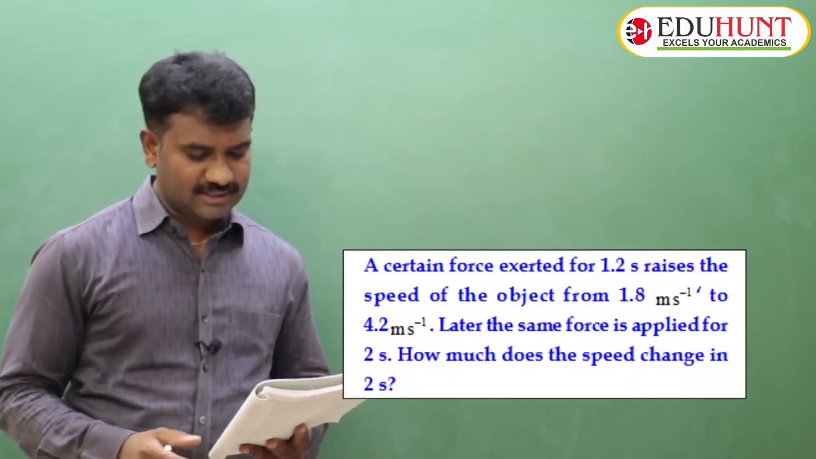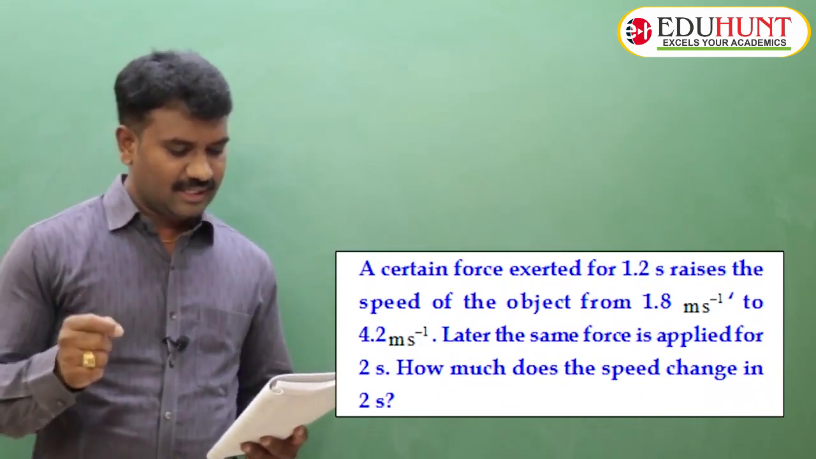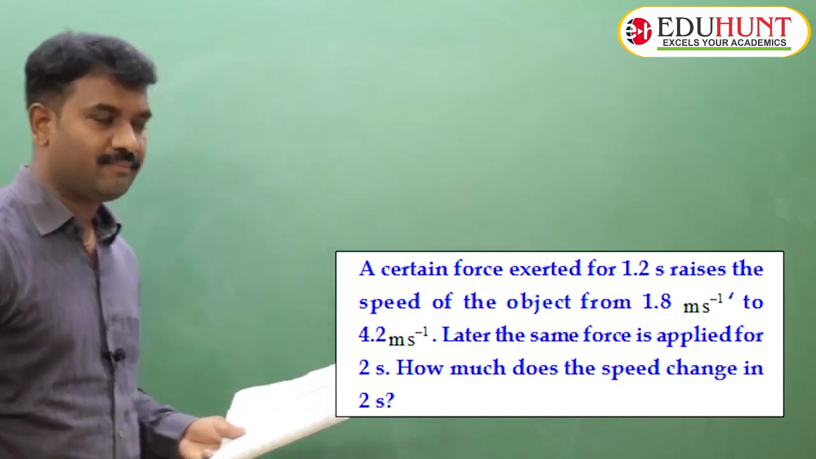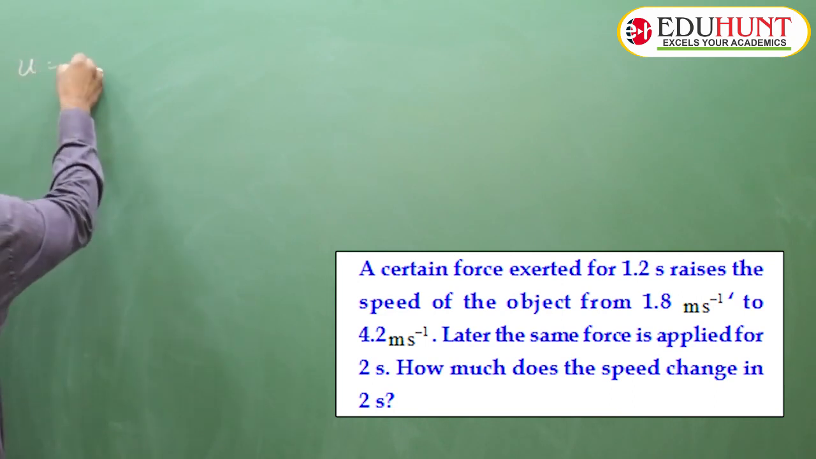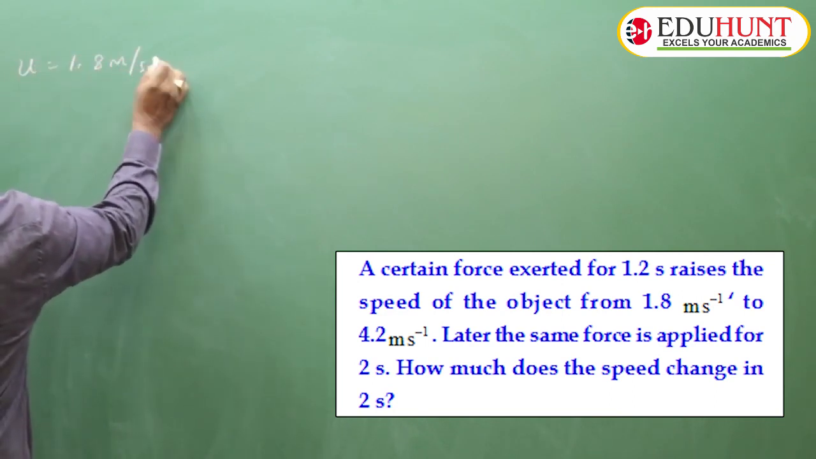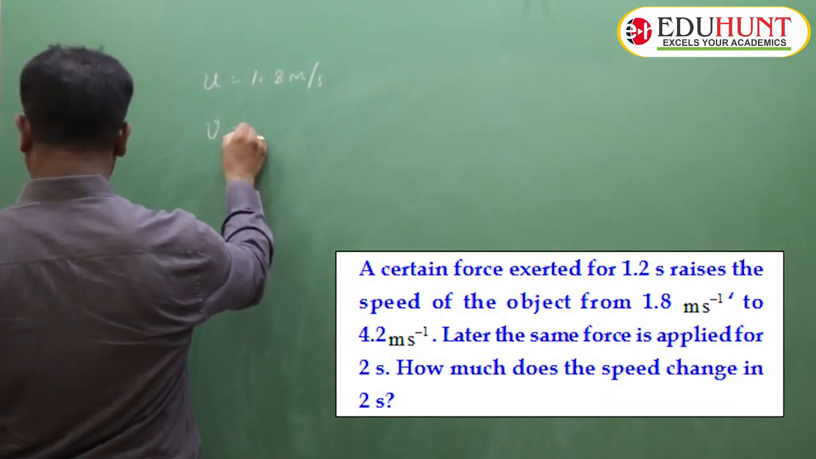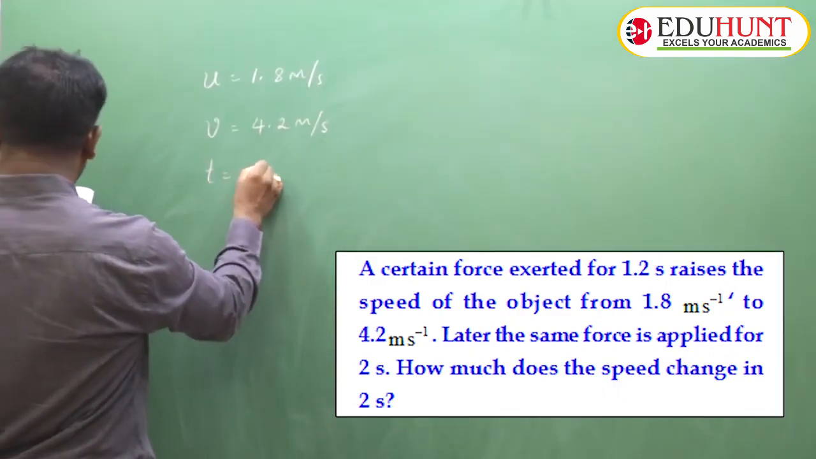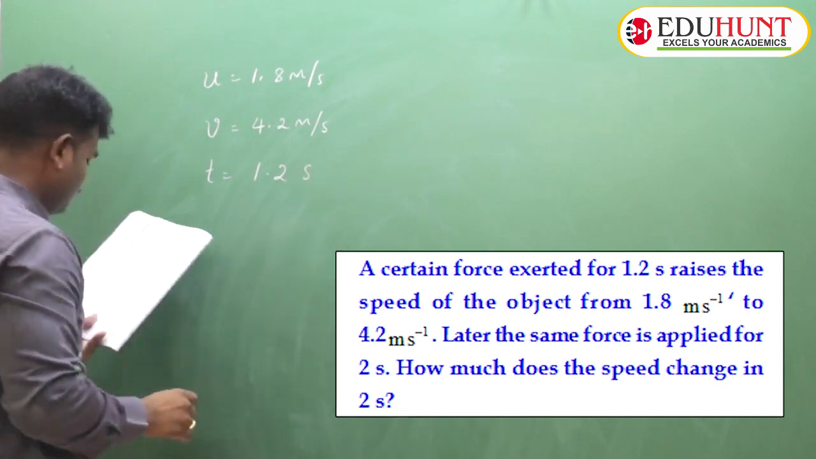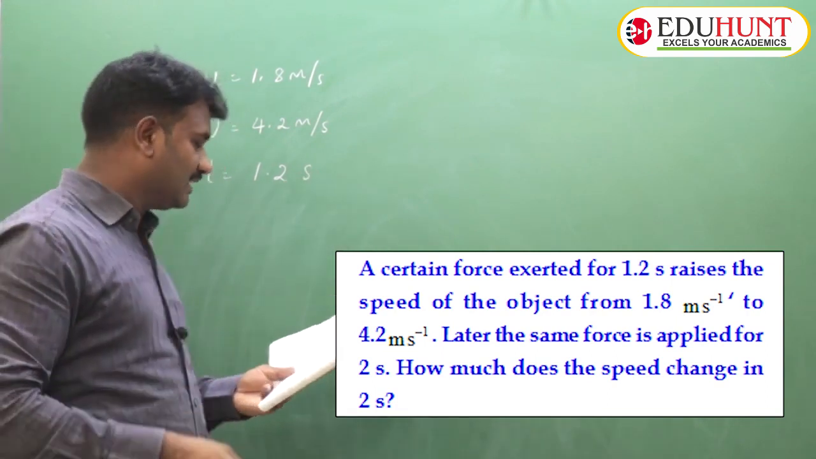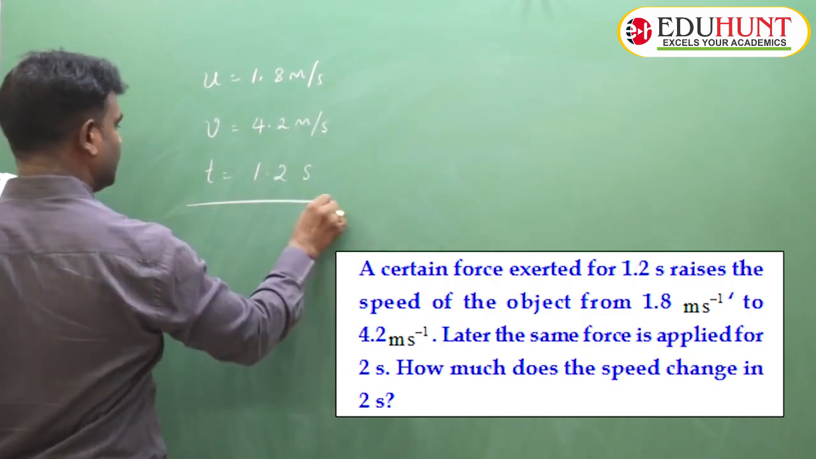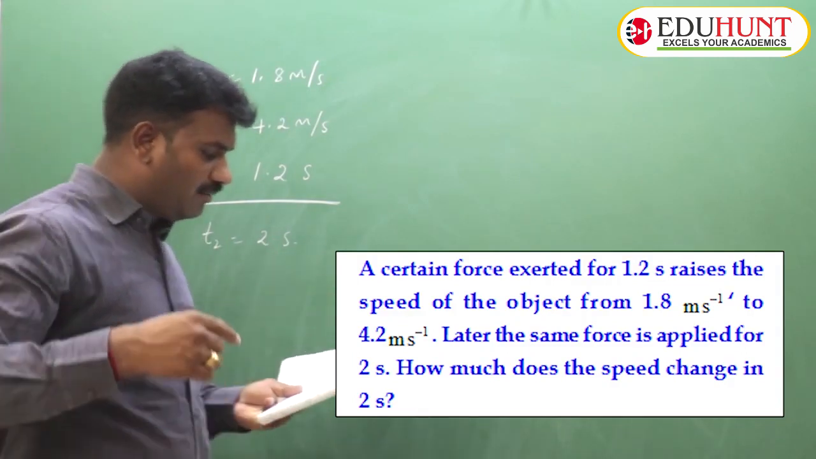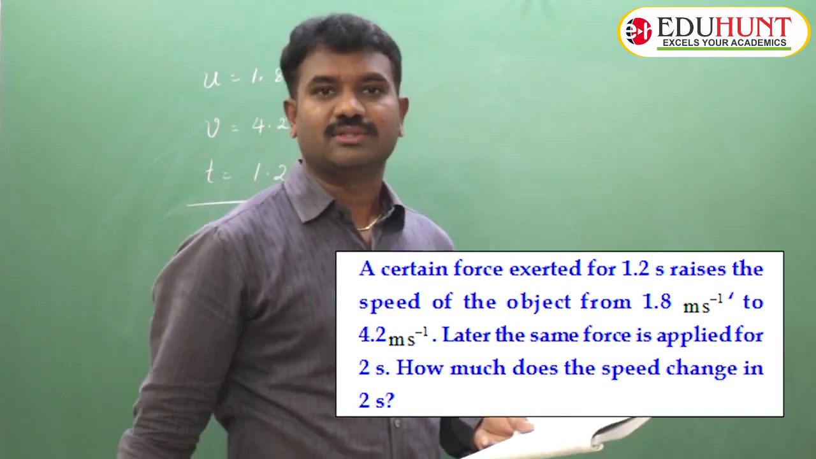A certain force exerted for 1.2 seconds raises the speed of the object from 1.8 meter per second to 4.2 meter per second. So the initial velocity is 1.8 meter per second. The final velocity attained is 4.2 meter per second within a time span of 1.2 second. This is the first case. In the second case, the same force is applied for 2 seconds. How much does the speed change in 2 seconds?